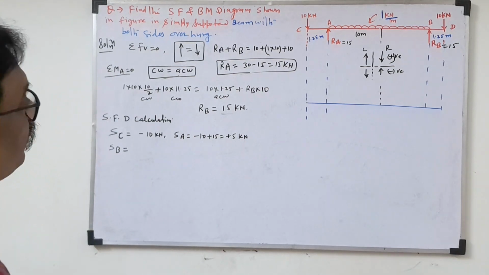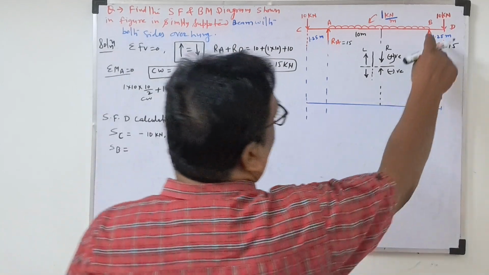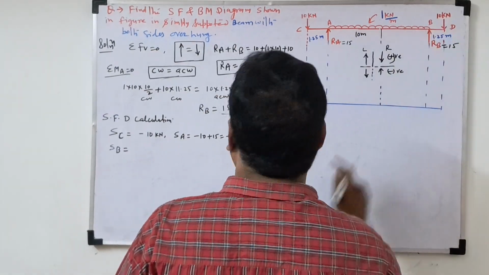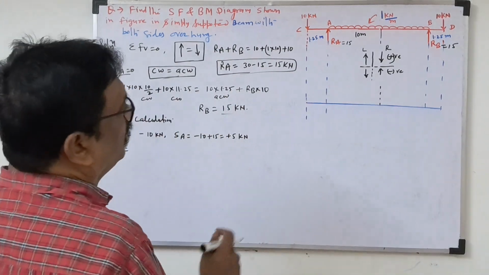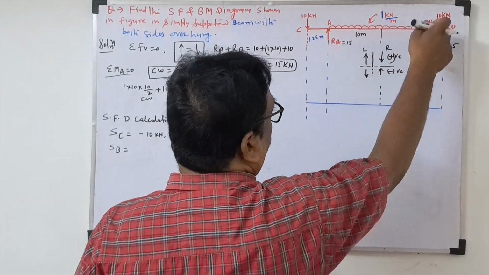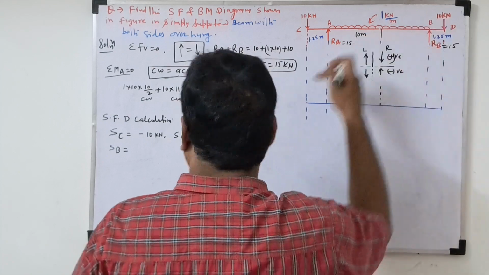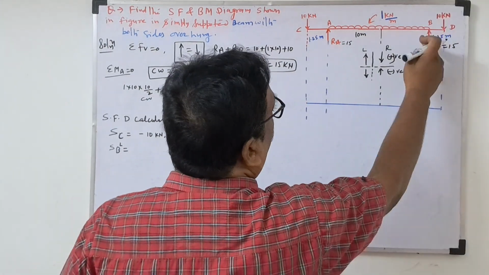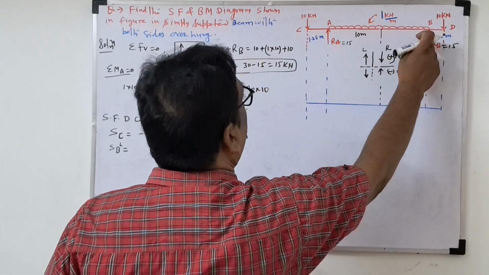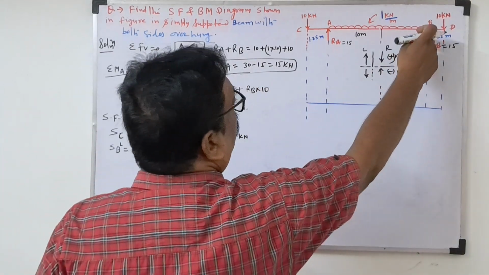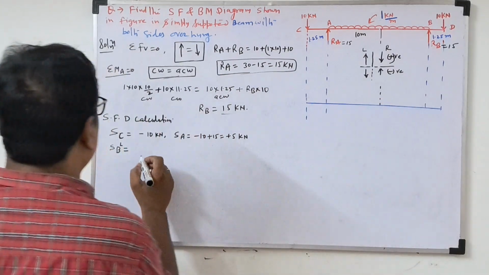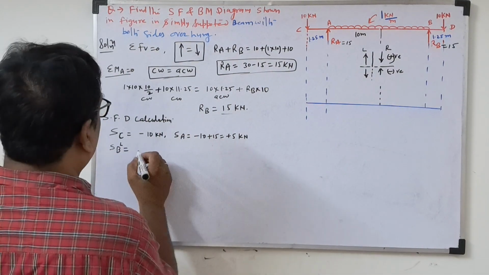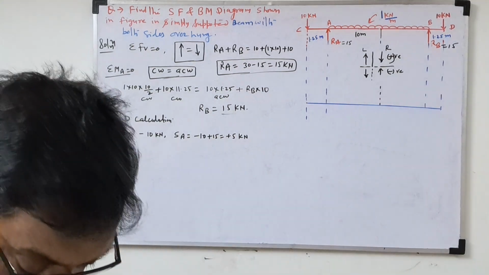So here in the B point, UDL is there and RB vertical force also is there. So what we'll do here? We are taking left side. So before this, the left, SBL. SBL meaning is this RB will not come. So how much shear force will be there here, before this? Plus 5. SBL is equal to plus 5.